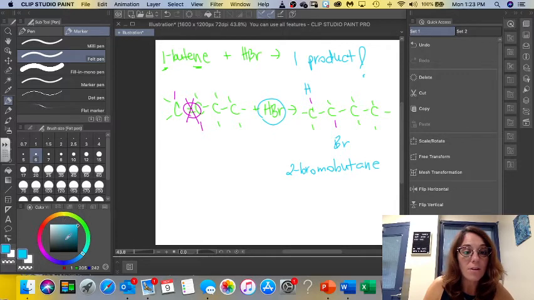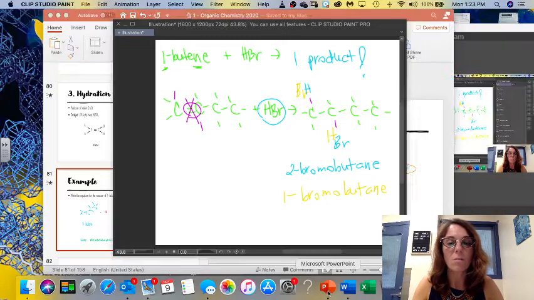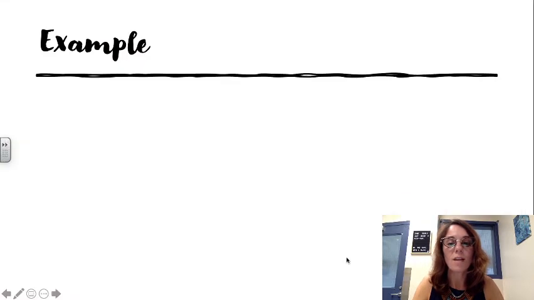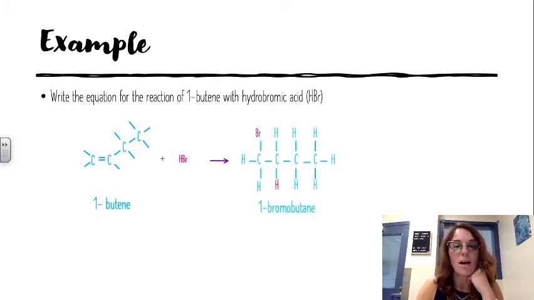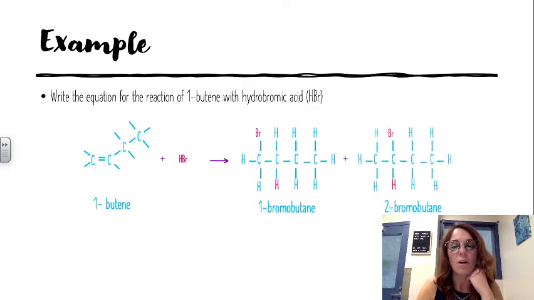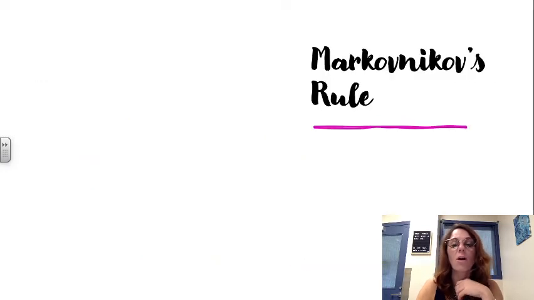Now, the other thing that could have happened is I could have instead had the bromine here and the hydrogen there. If that's the case, the name of this would be 1-bromobutane. Either of those products is possible, but I did mention something called Markovnikov's rule, which will tell us which product is the more common one. Okay, so here's 1-butene. I can create 1-bromobutane or 2-bromobutane. Which one is the more common product? We base this off of something called Markovnikov's rule.